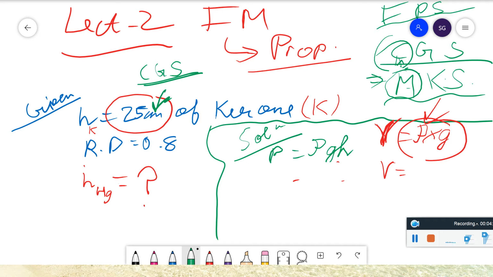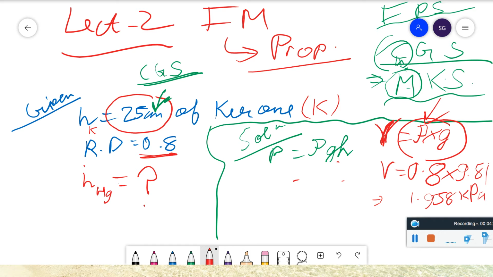See, what is here? We are taking rho as 0.8, into 9.81, which gives the gamma value, that is 1.958 kilopascal. Okay, so first of all I will solve this part, and then I will explain that if something different is given, then I will tell you what we have to do actually.